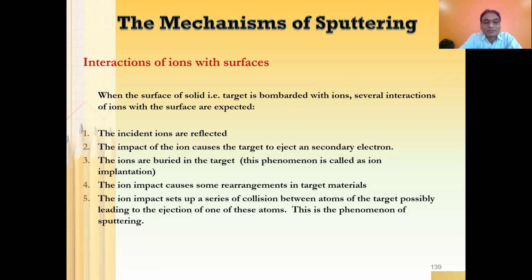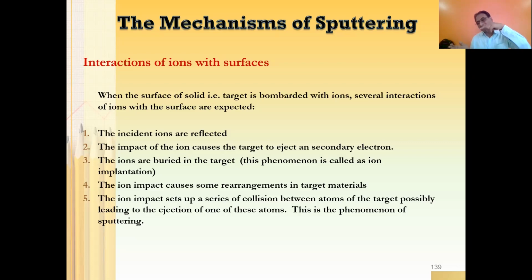And last is going to be ion impact setting up a series of collisions. Whenever the ion hits the surface, there will be a series of collisions between atoms of the target, possibly leading to the ejection of one of these atoms. This phenomenon is nothing but sputtering.